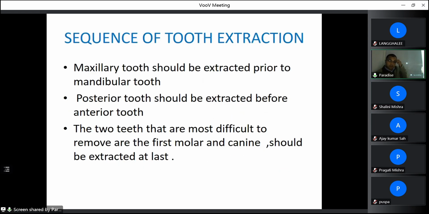The sequence of tooth extraction is always that you have to extract the upper tooth before the lower tooth. Maxillary teeth should be extracted prior to mandibular teeth. Posterior teeth should be extracted before anterior teeth. The two teeth that are most difficult to remove, the first molar and canine, should be extracted last. The sequence is maxillary first followed by mandibular, posterior first followed by anterior, except first molar and canine, because the first molar and canine are the strongest teeth. So if you remove the adjacent teeth, it's easy to luxate those two. So at last, first molar and canine are extracted.